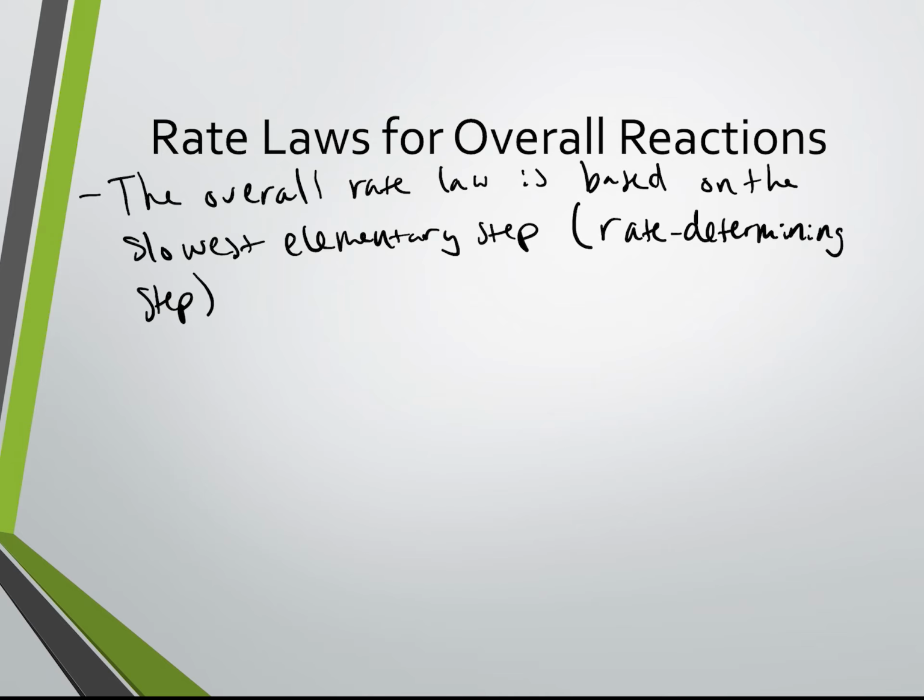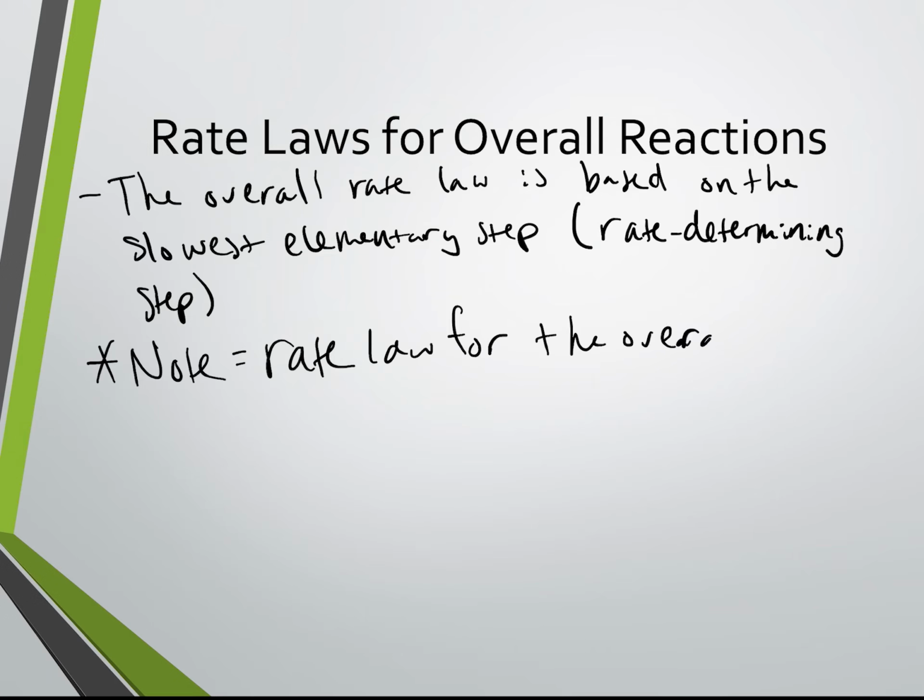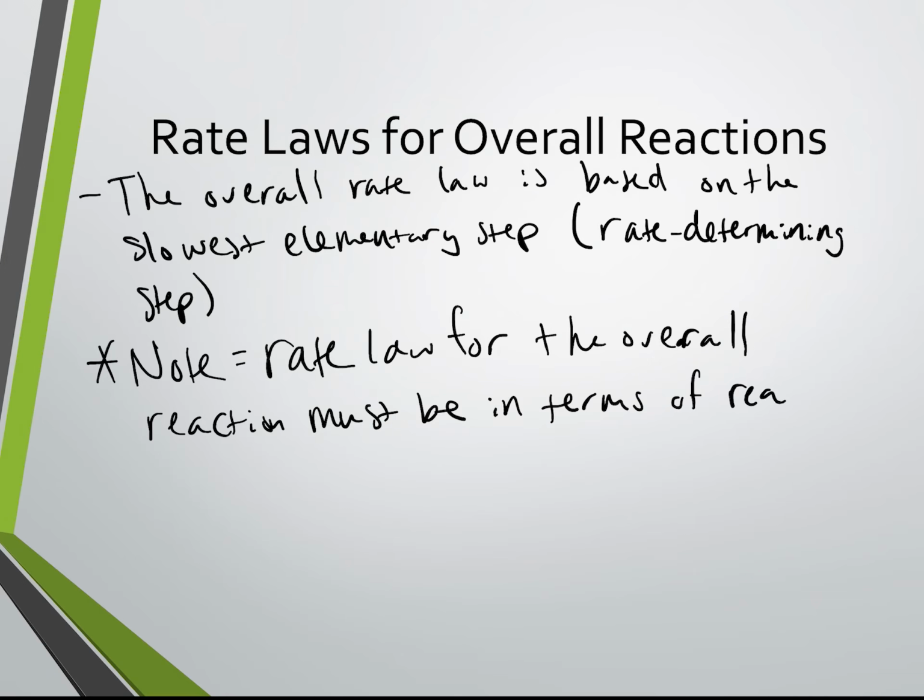So when we are writing our rate law for our overall reaction, we have to write it only in terms of reactants. So this is a note. Rate law for the overall reaction must be in terms of reactants only. So we can have no intermediates.